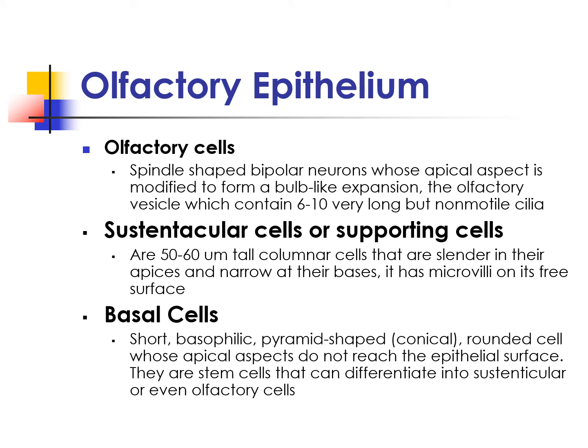Under sa olfactory epithelium, meron siyang, syempre, olfactory cells. They are spindle-shaped bipolar neurons. Kung nakita nyo dun sa previous, spindle, ibig sabihin, para siyang fusiform, patusok yung mga dulo. We also have sustentacular cells or supporting cells. They are columnar cells that are slender in their apices and narrow at their bases. Basal cells are short basophilic pyramid-shaped rounded cells whose apical aspects do not reach the epithelial surface.